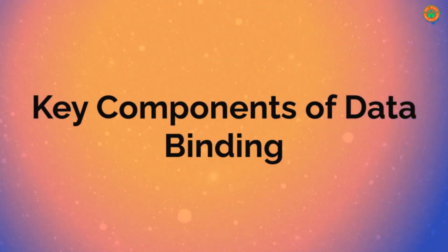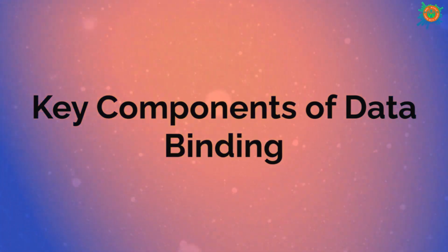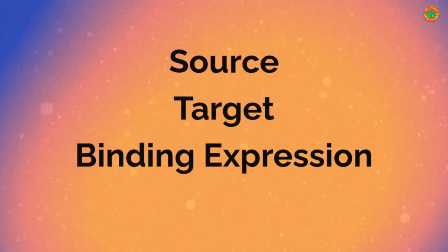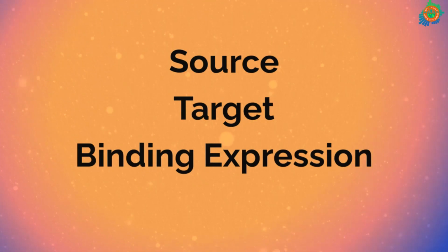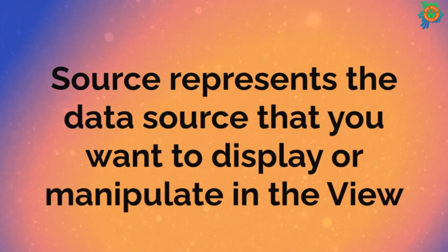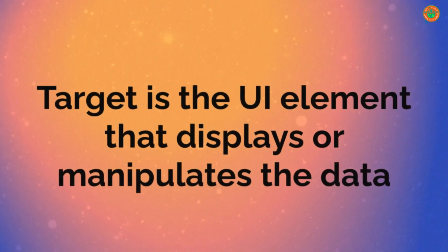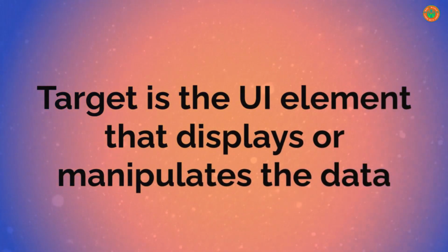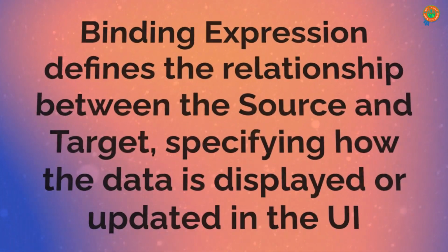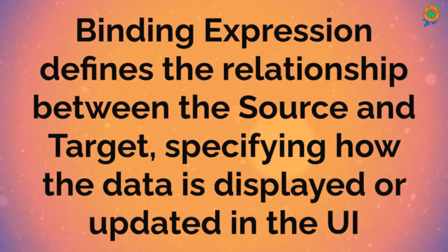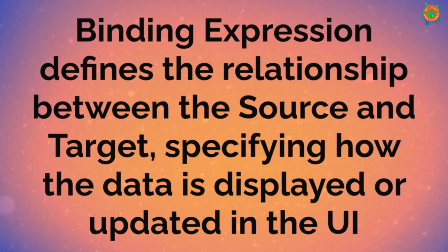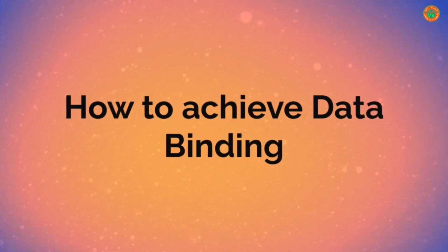So how to achieve data binding? What are the key components of data binding? There are multiple components of data binding, which are source, target, and binding expression. What is source? It represents the data source that you want to display in the view. What is target? It is the UI element that displays or manipulates the data. What is binding expression? It defines the relationship between the source and target, specifying how the data is displayed or updated in the UI.